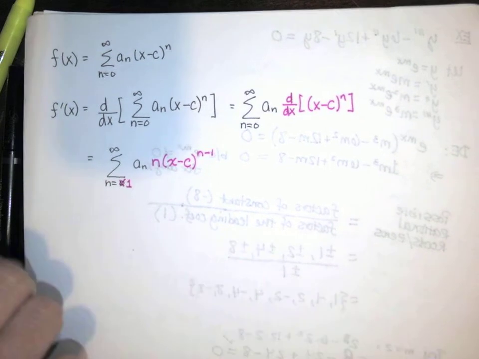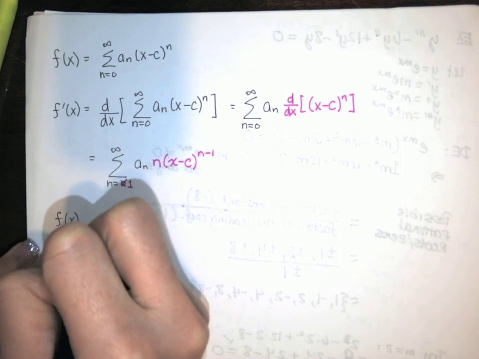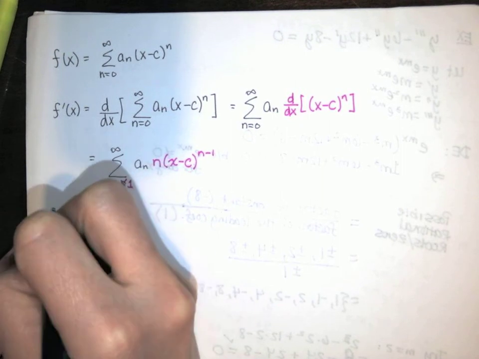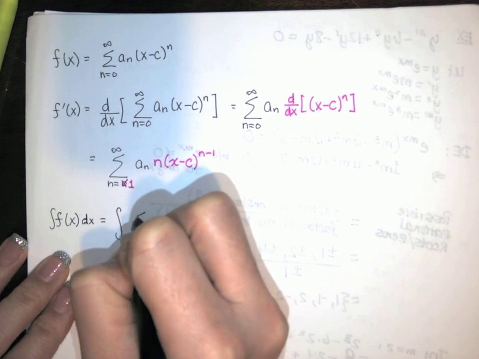Okay, so that's the derivative. And I bet you can figure out how we find the antiderivative. We also antidifferentiate term by term.